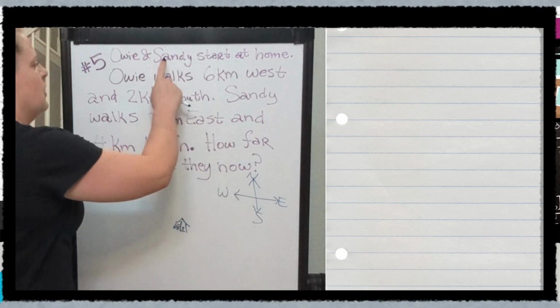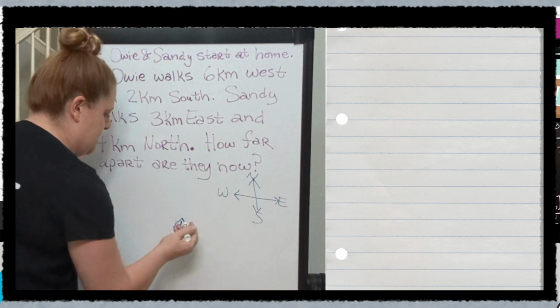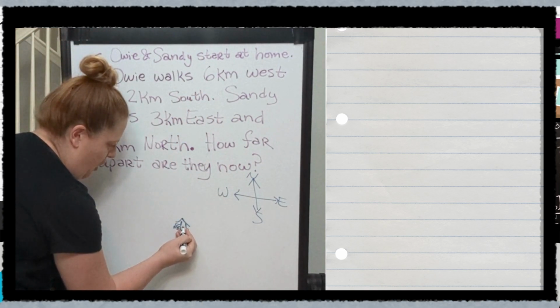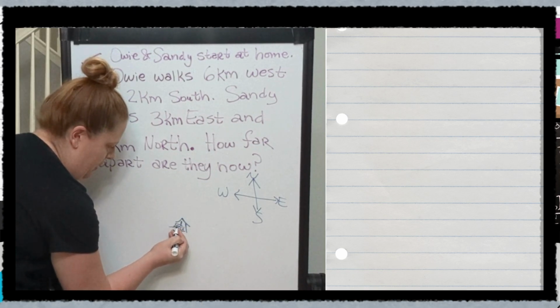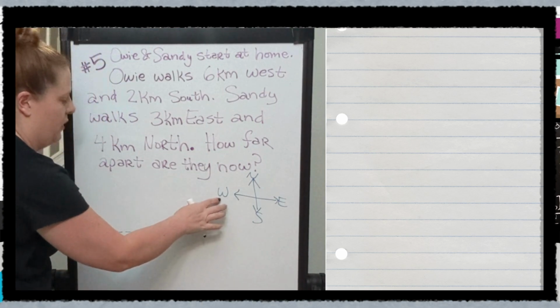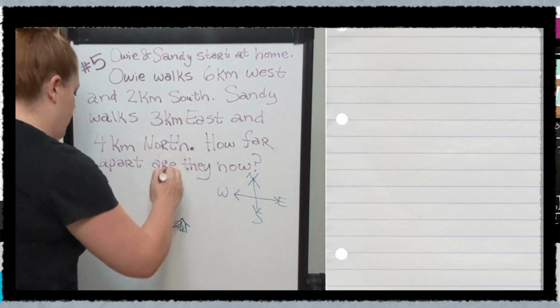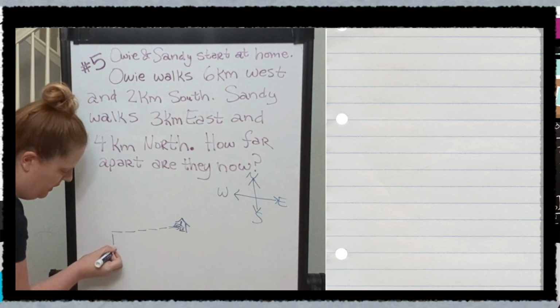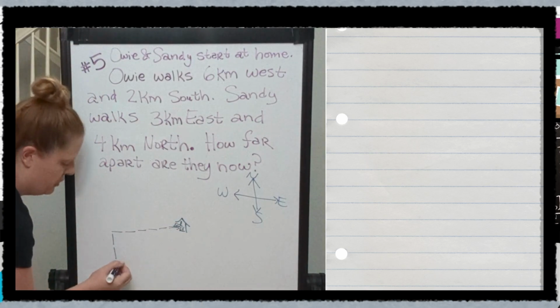All right. So we walk 6 kilometers west. So we're starting at home and go 1, 2, 3, 4, 5, 6 in the west direction. 2 kilometers south. So 1, 2 in the south direction.